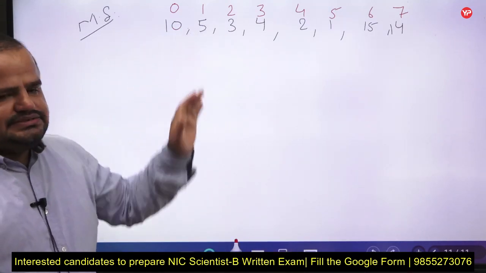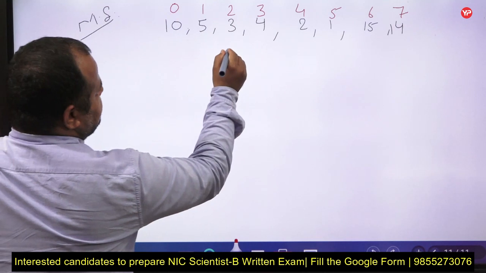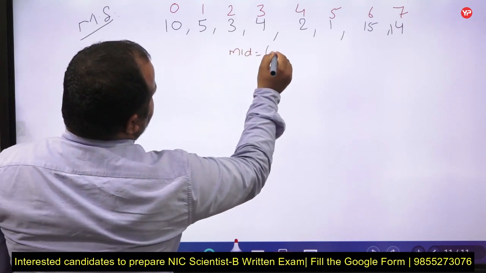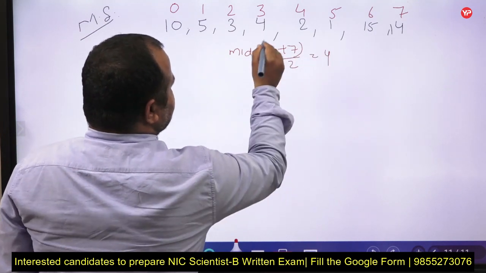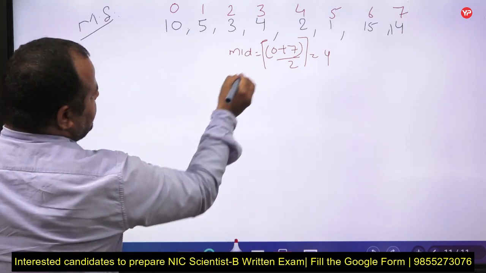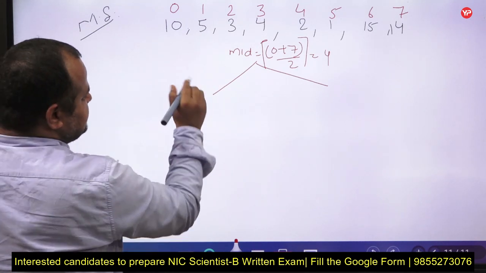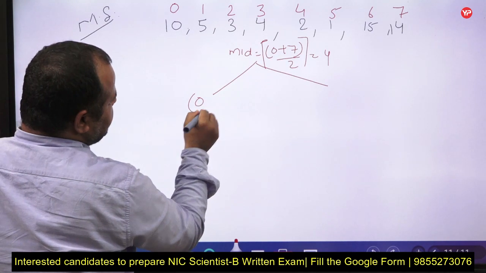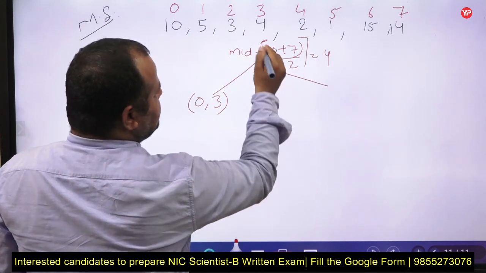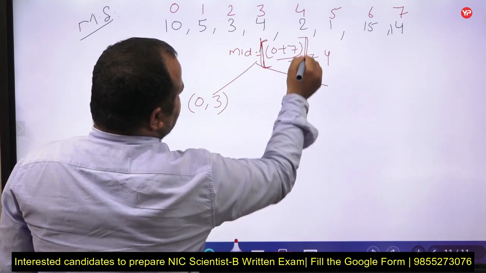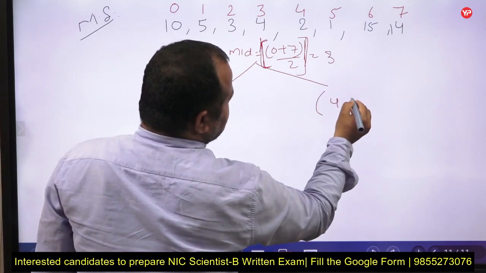Now if we apply merge sort, how does it work? First of all, merge sort finds the middle element. What is my middle element? That is 0 plus 7 by 2, 3.5, I can say 4. So it divides the array into two subarrays, each having half the number of elements. In the left subarray I have the elements from index 0 to 3, if I take the floor value, so 3.5 is 3, and on this side I will take 4 to 7.